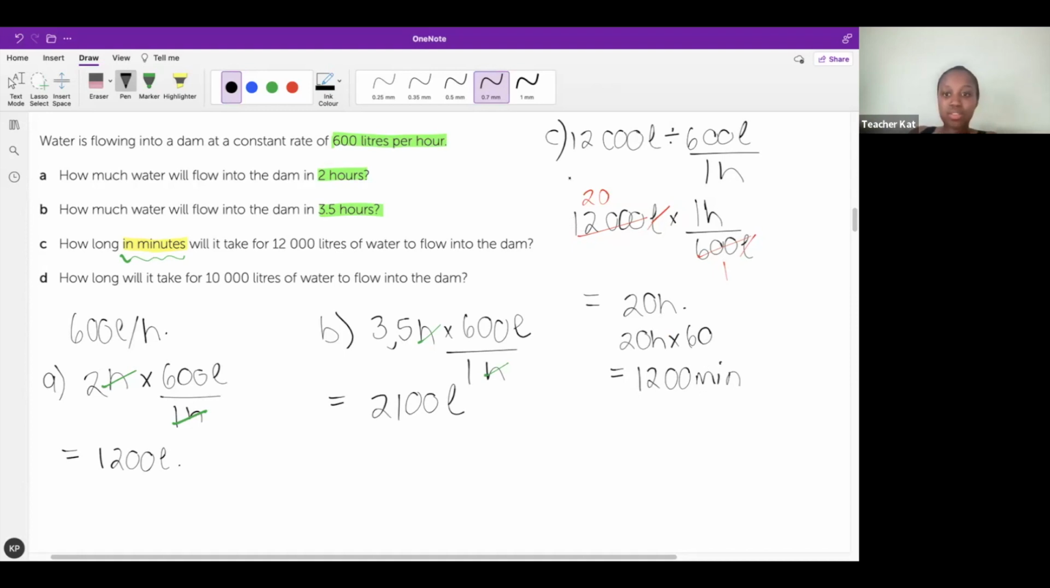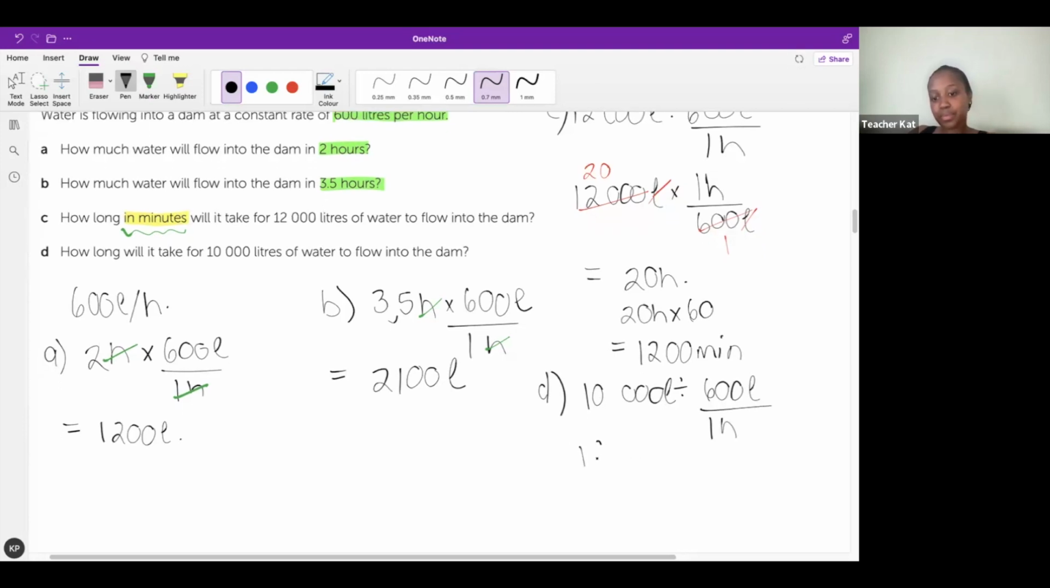Okay. Number D is very similar. How long will it take for 10,000 liters of water to flow into the dam? So we're going to do the same thing. This time they didn't say in minutes, so it's going to be a shorter calculation. All we do is say 10,000, and we're going to divide by the rate, which is 600 liters per 1 hour. Okay, which will give us 10,000 liters divided by 600 liters.